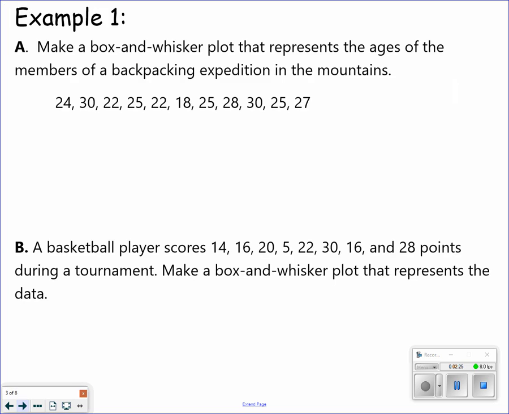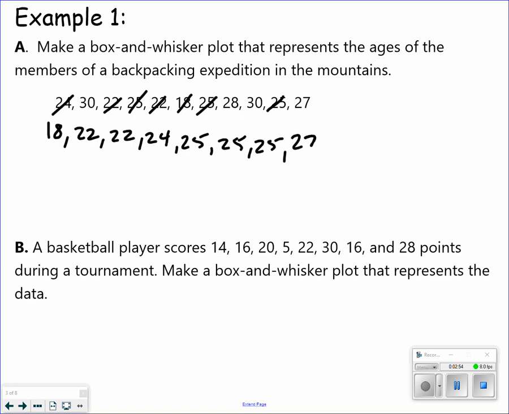So here we go. Make a box and whisker plot that represents the ages. Now they weren't very nice to me, and these are not in order. So I'm going to go ahead and put them in order. So 18 is the smallest number in the data set. The next smallest number is 22, and I'm going to cross these off as I go. There's another 22, so I don't miss any. There's a 24, 25, and there's actually 3 of those, sorry. A 27, a 28, a 30, and another 30. So I believe I have all of them.